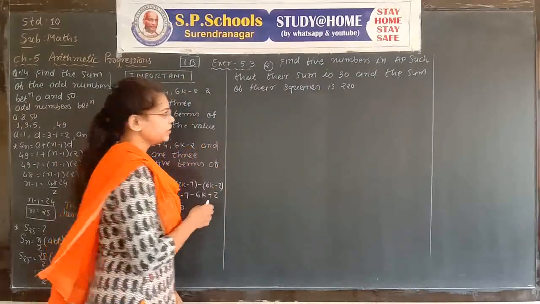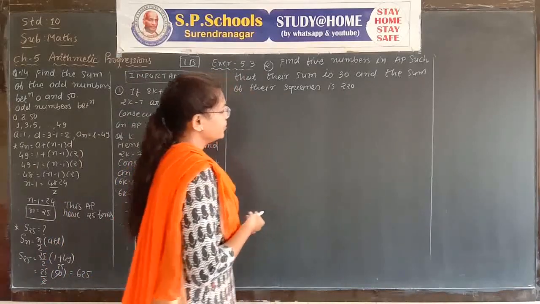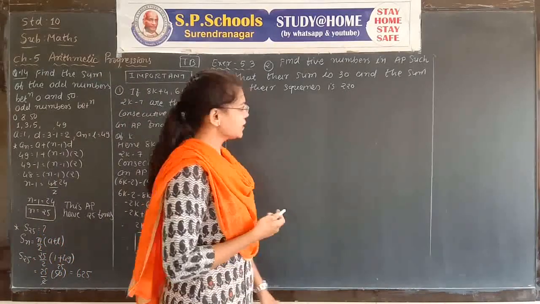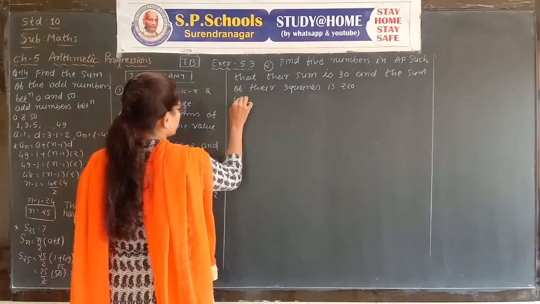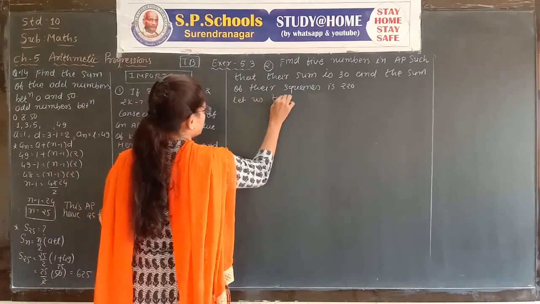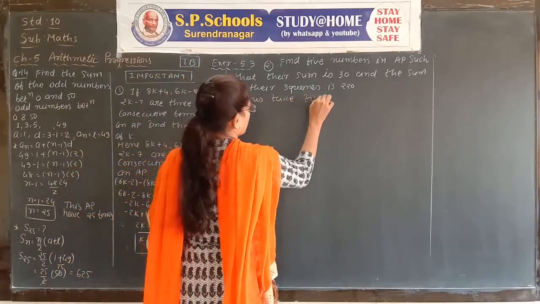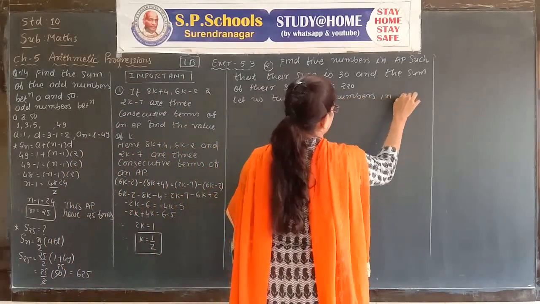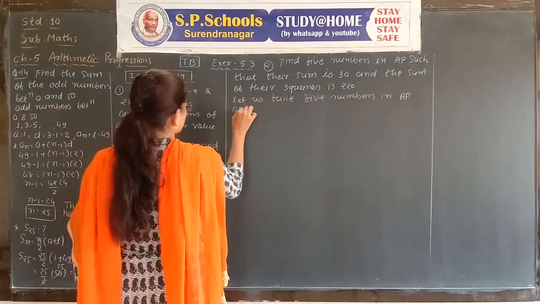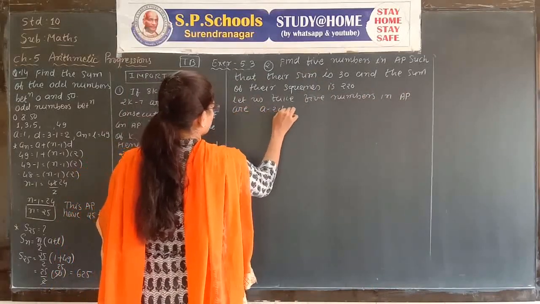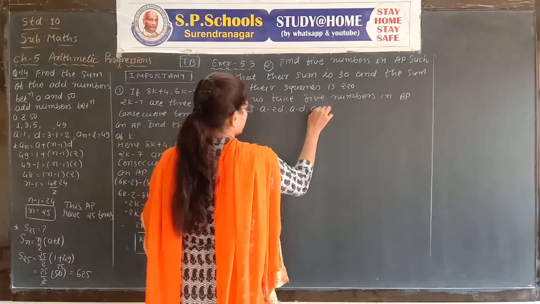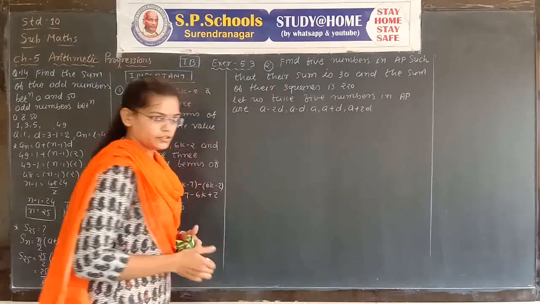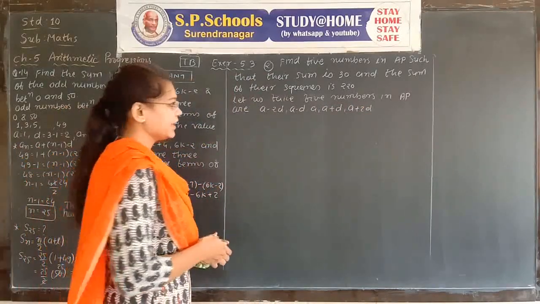See the second question from the important ones. Find 5 numbers in AP such that their sum is 30 and the sum of their squares is 220. First of all, let us take the 5 numbers in AP as A minus 2D, A minus D, A, A plus D, A plus 2D. We need to find these 5 terms. For that we require A and D both.